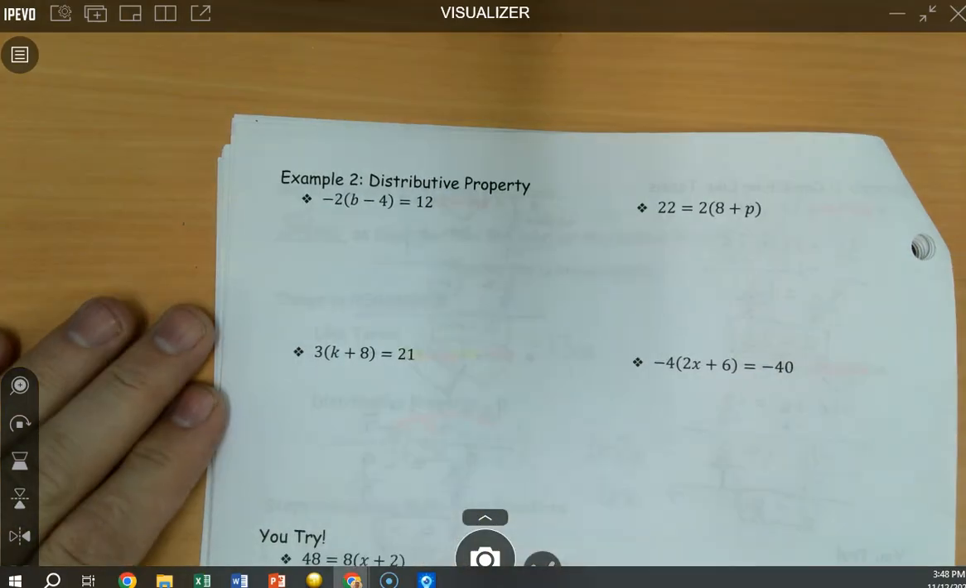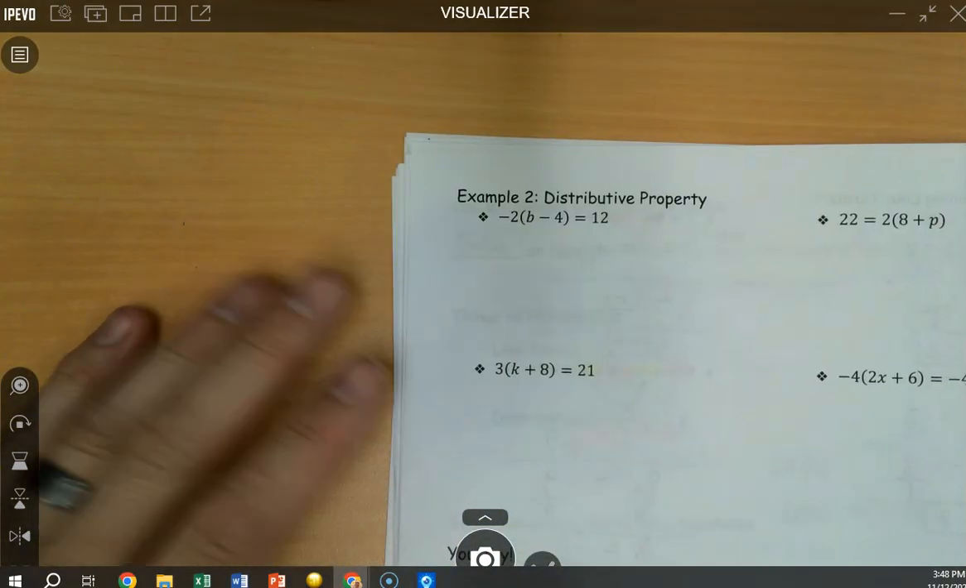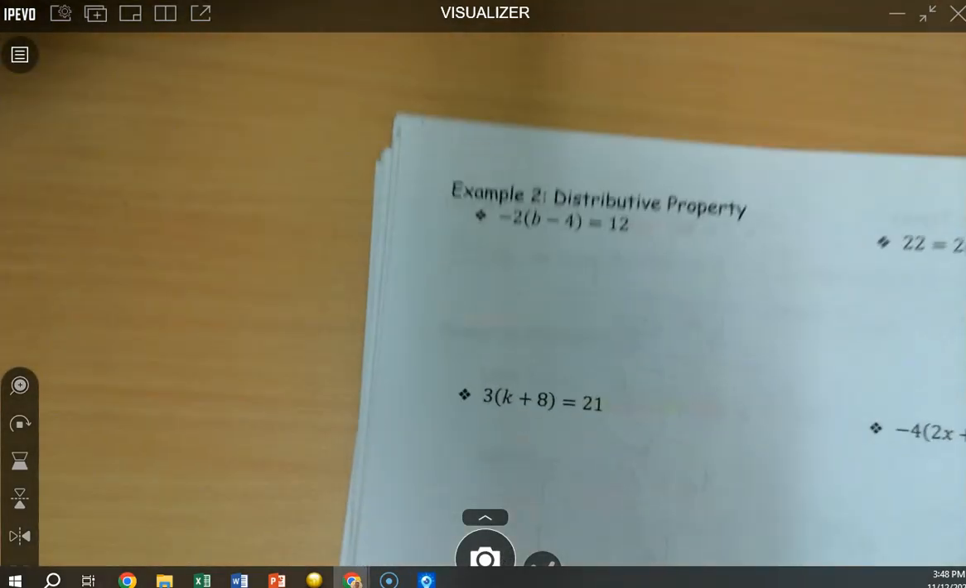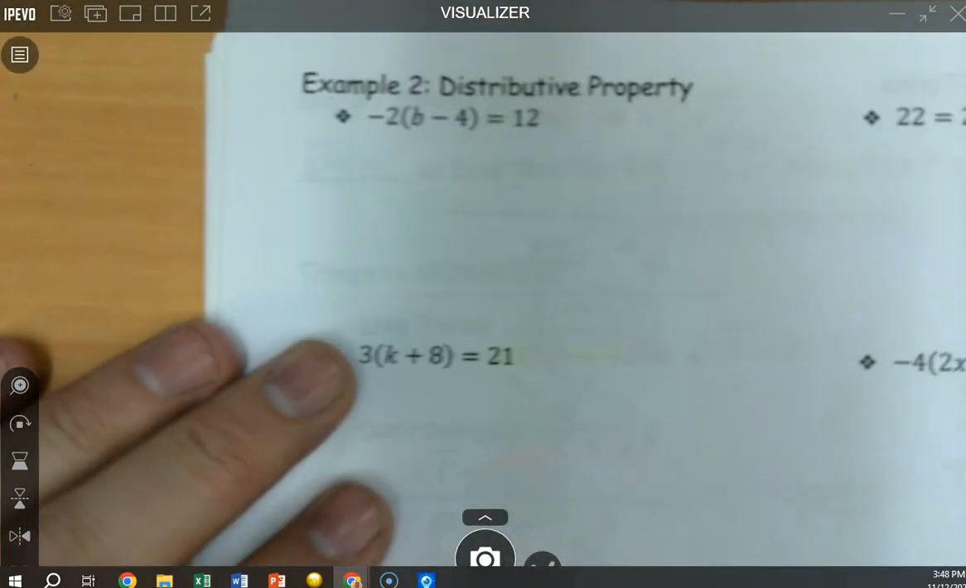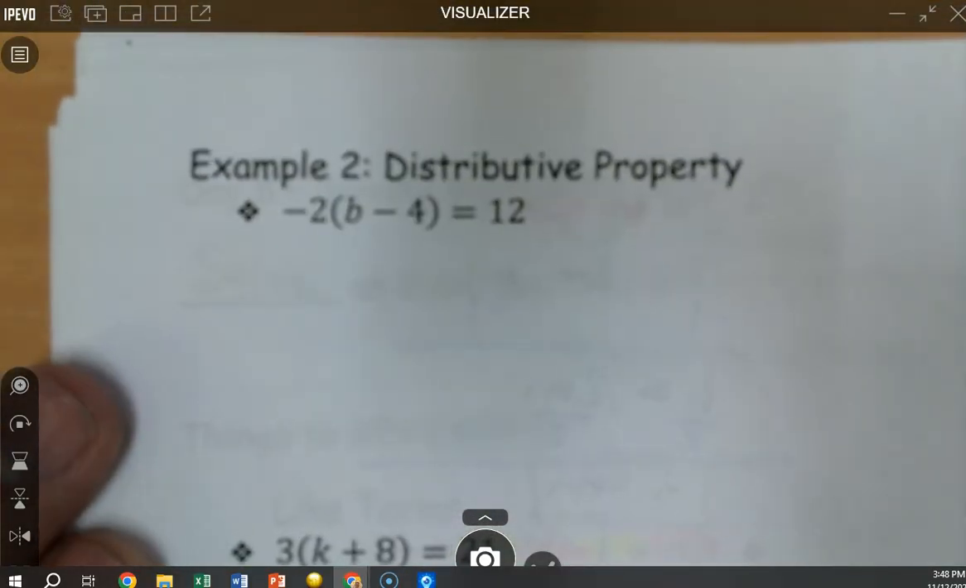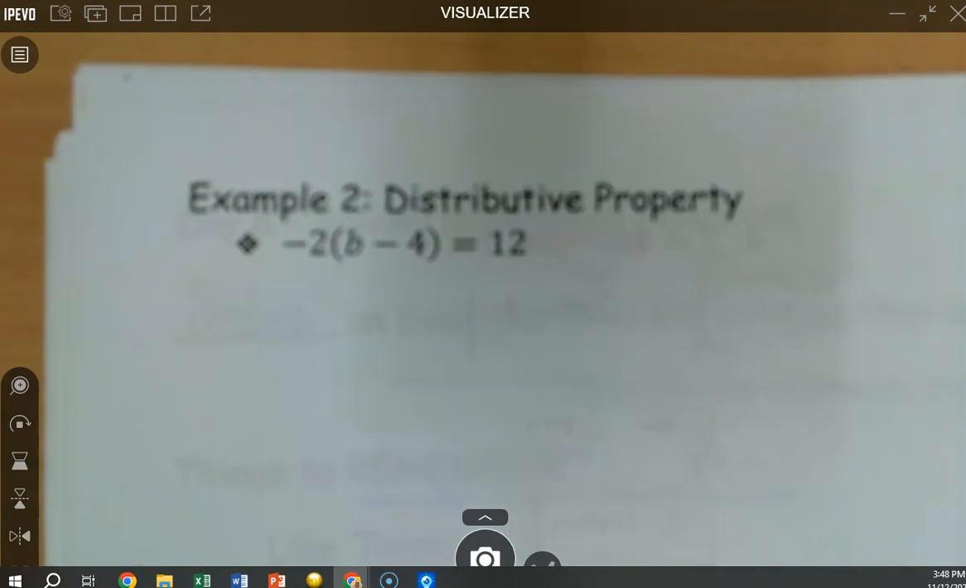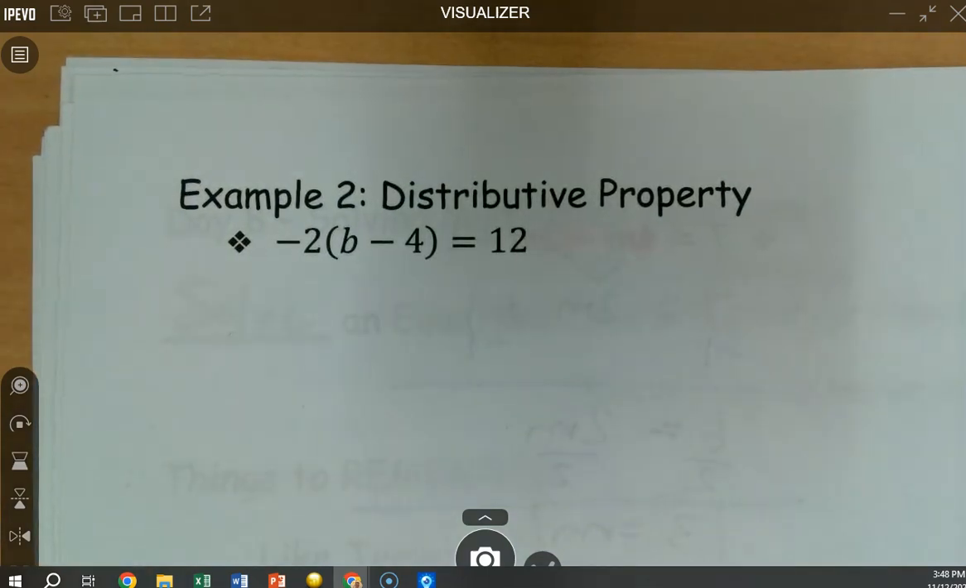Now, as you recall, we talked about this on Tuesday, that we did the distributive property earlier this year. So this is going to be pretty quick, and it should be mostly review, because this is something that we have done already. Now we just have to do it before we can finish solving this equation.